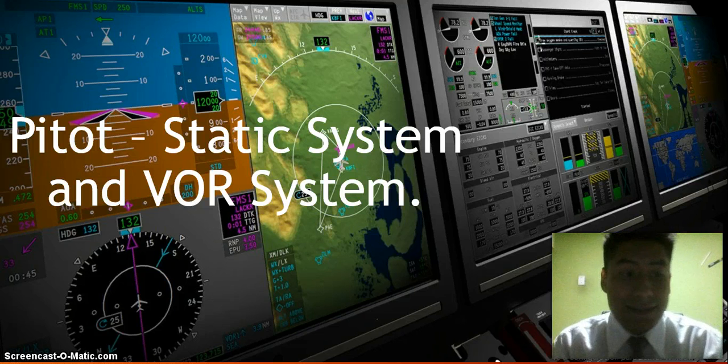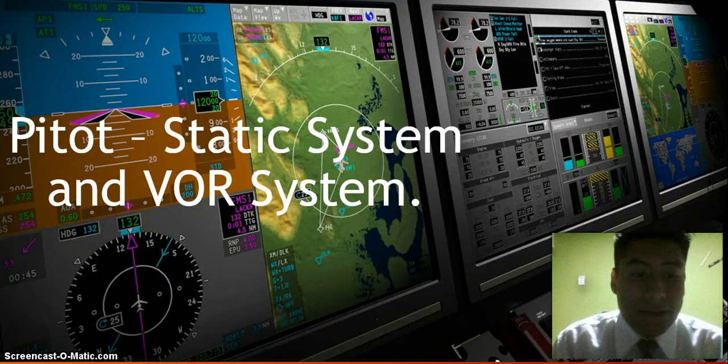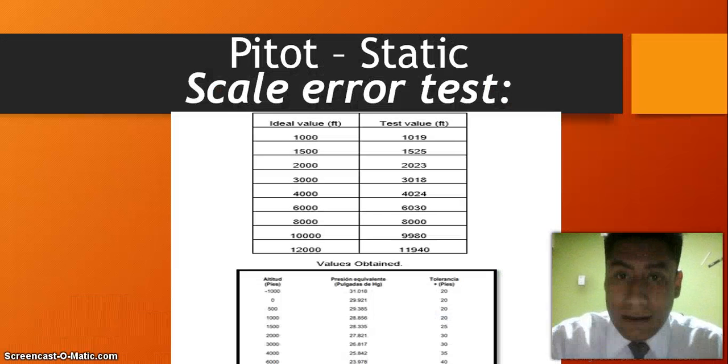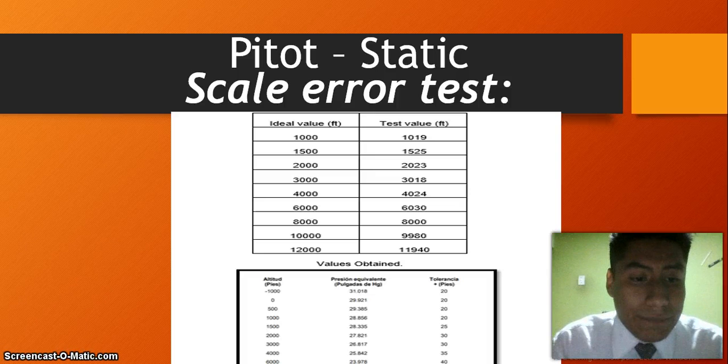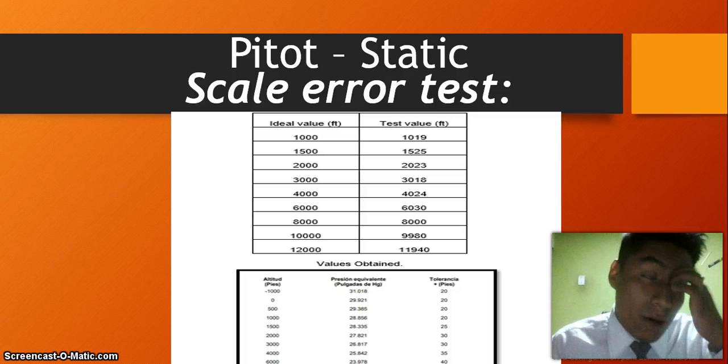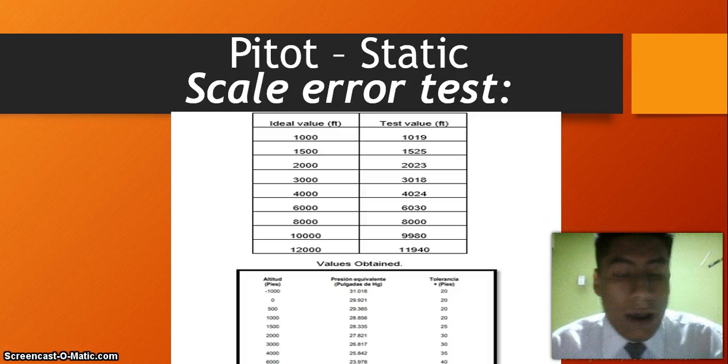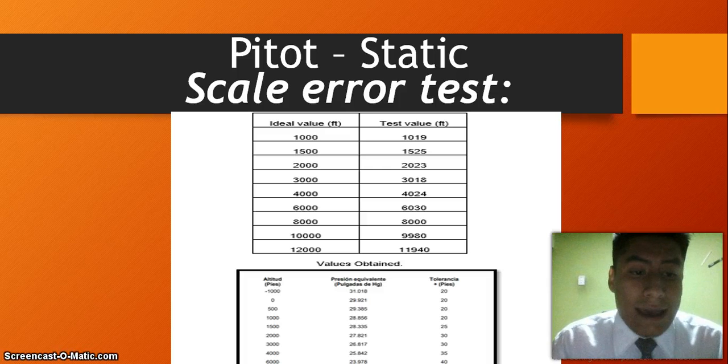The first test is the scale error. For this test, it was necessary to adjust the barometric pressure to 1013 hectopascals and 29.92 inches of Hg. For this type of adjustment, the following concepts had to be taken into account.